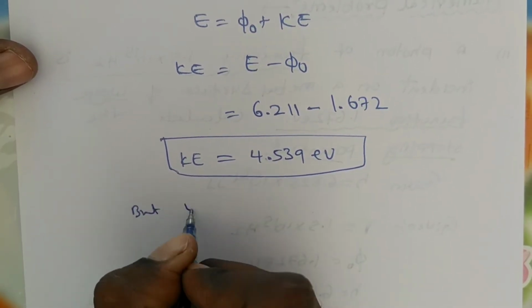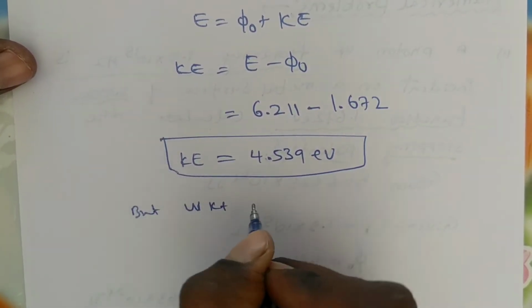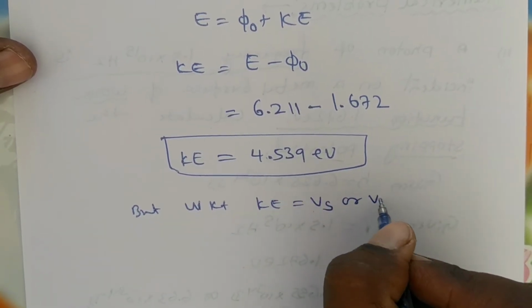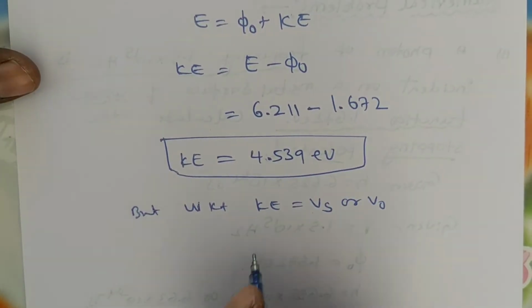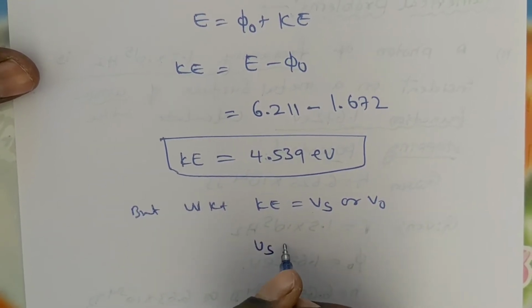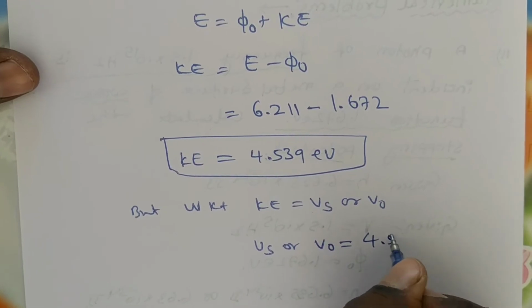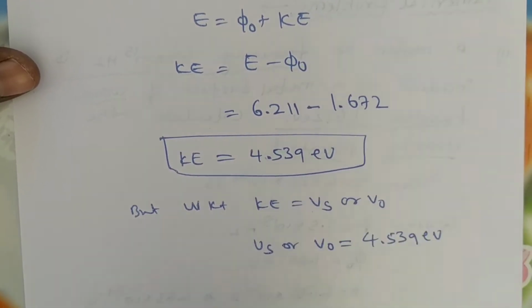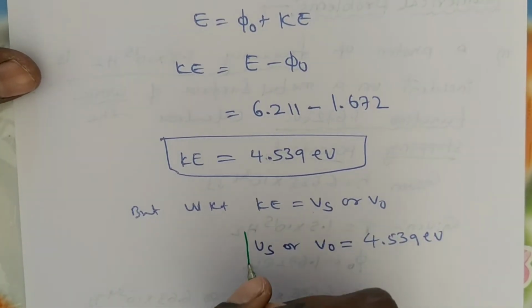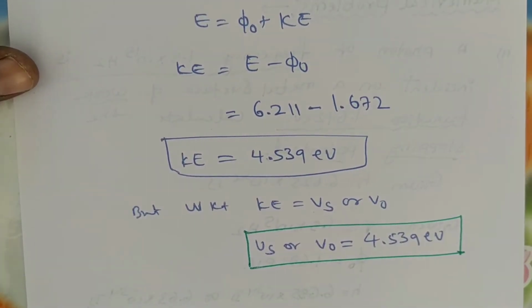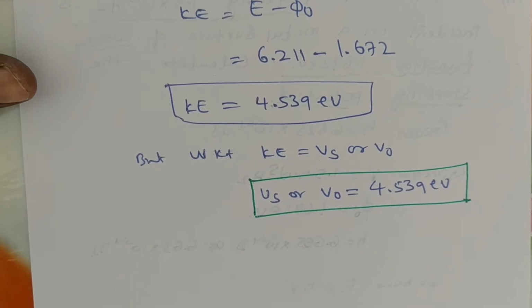But we know that kinetic energy is equal to e Vs or e V naught, stopping potential. Therefore, Vs or V naught is equal to 4.539 volt. This one is the problem number 11 over.